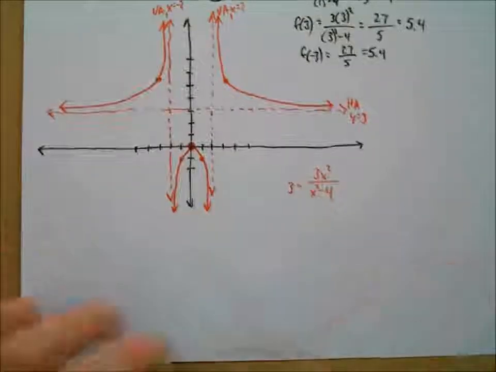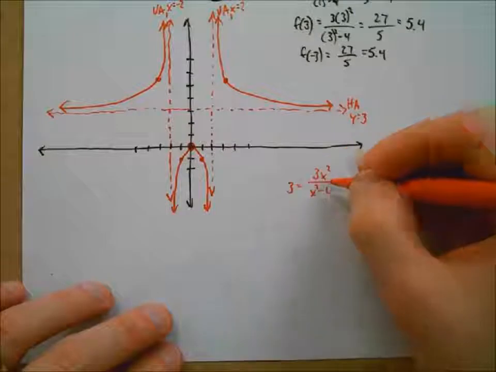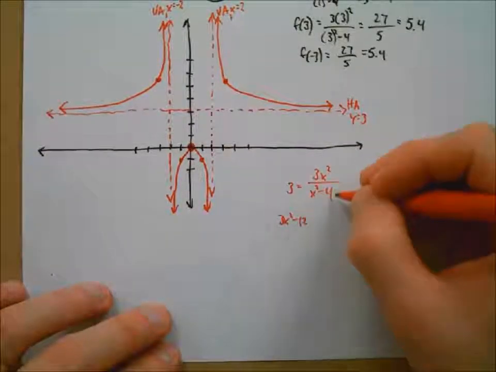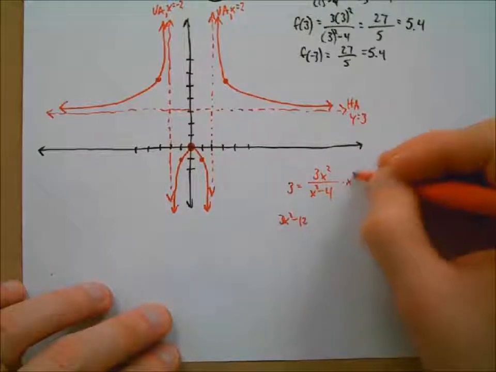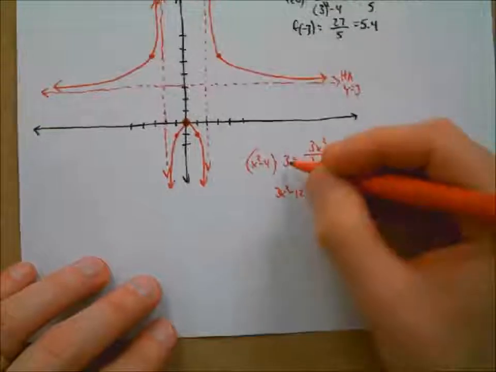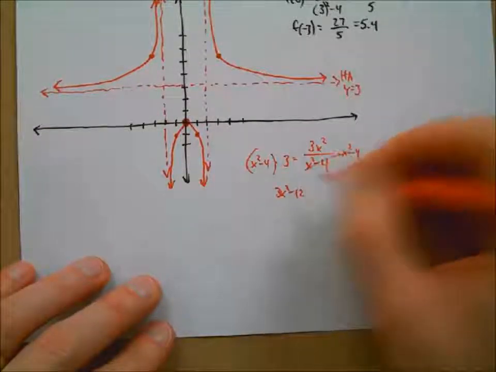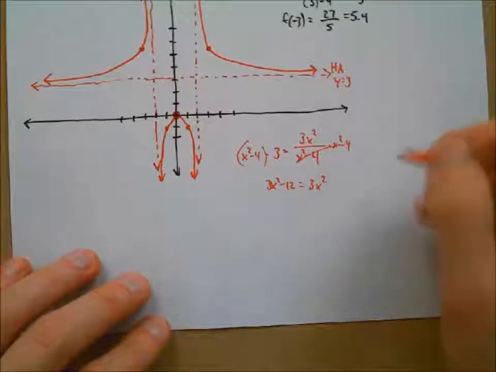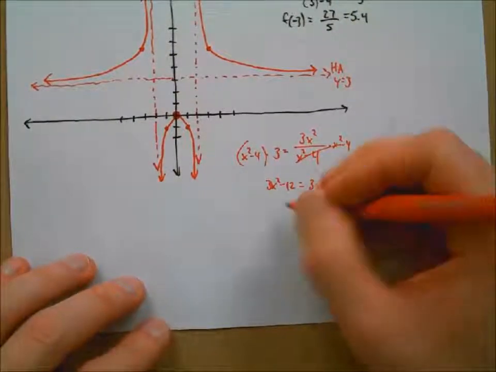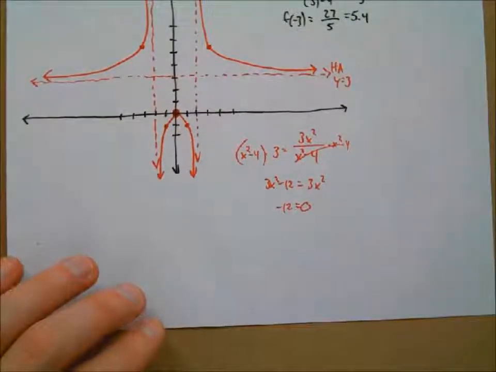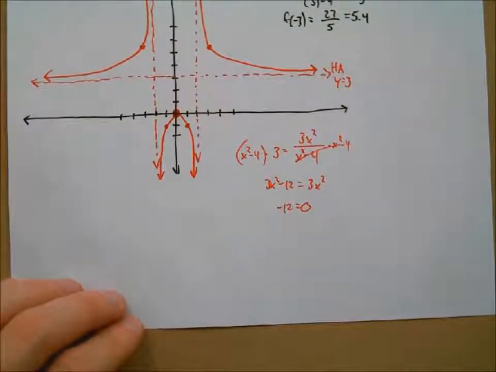And so we'll set 3, which is our horizontal asymptote here, equal to our function, and cross multiply, so we multiply both sides by x squared minus 4. The 3 will distribute there to be 3x squared minus 12 equals 3x squared. Subtract 3x squared from both sides, what are we left with? Yeah, negative 12 equals 0, which, what does that mean? It's not true, so there are no places where the graph crosses the horizontal asymptote. You know it's not going to.